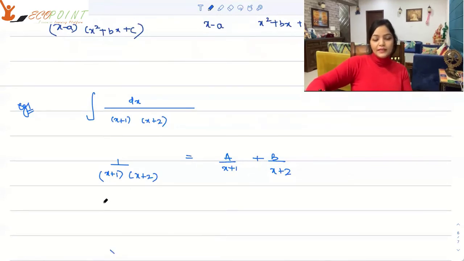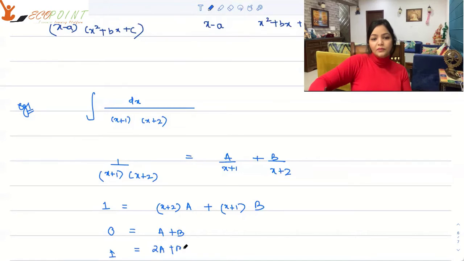After taking the LCM, I can say that 1 is equal to (x plus 2) times A plus (x plus 1) times B. Now let's compare the coefficients. Equating the coefficients, what will I get? The coefficient of x is 0 here, and here it is A plus B. The constant here is 1, and here it is 2A plus B.